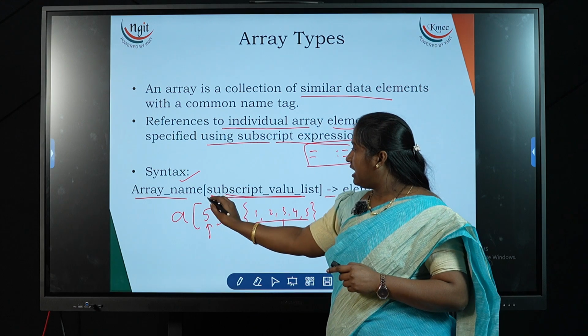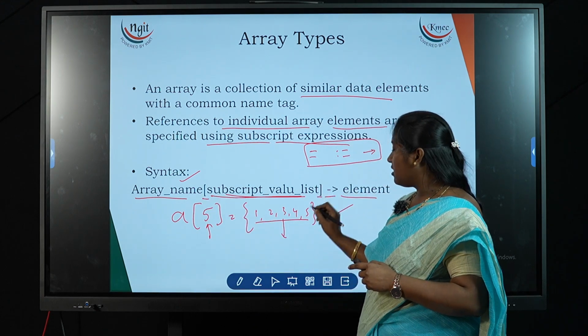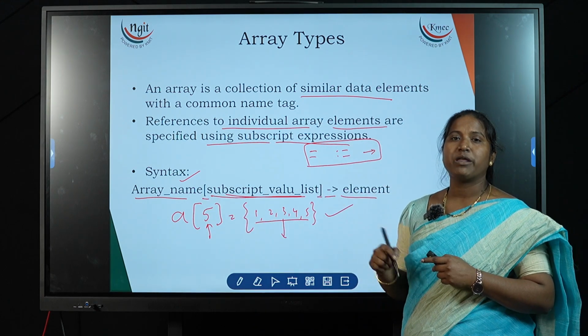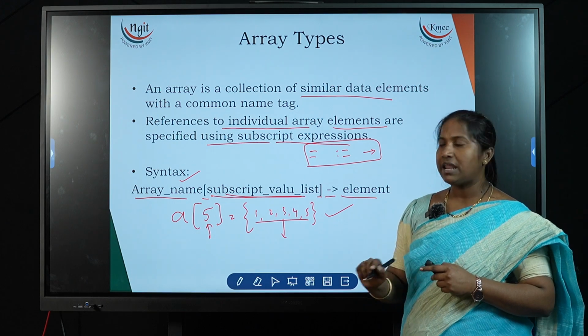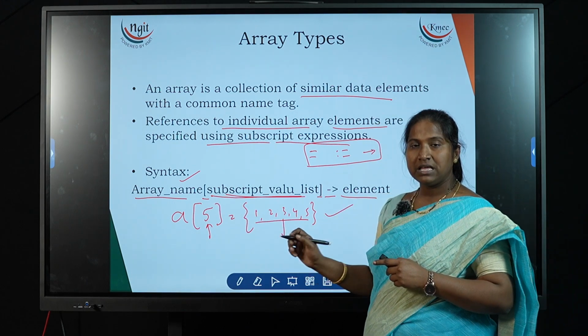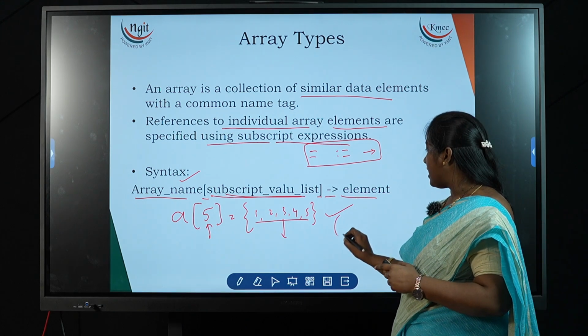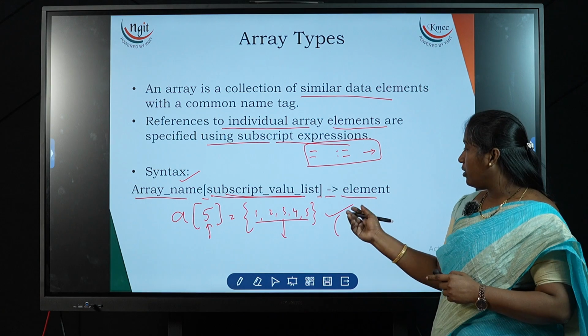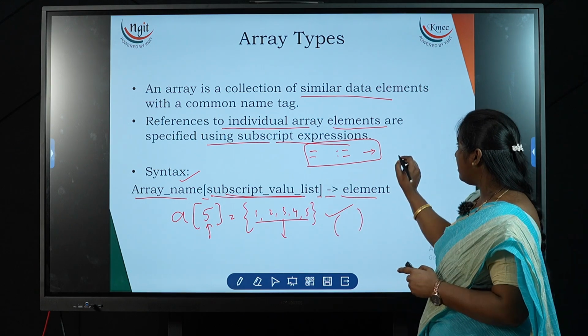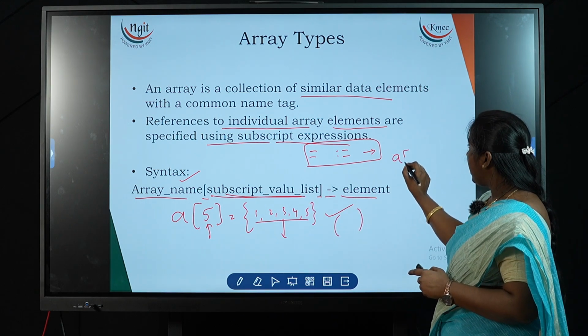Now, here I have taken square brackets. But all languages will not take square brackets. Only C-based languages will take square brackets. There are languages which accept an array with parentheses. So if I use parentheses over here, it becomes what?